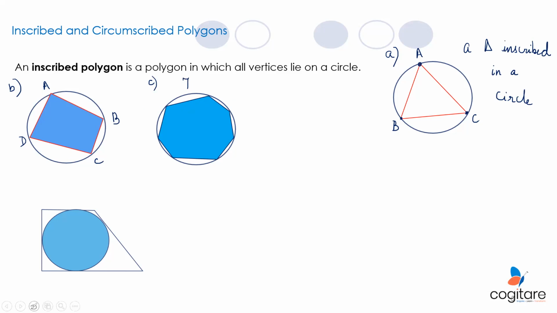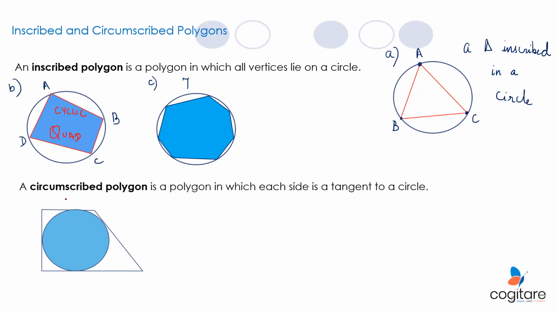Well, you also studied in the previous chapter that this polygon has a special name. Do you remember that? It's called a cyclic quad, right? Cyclic quadrilateral, and you learned certain properties about this. Okay, moving on.